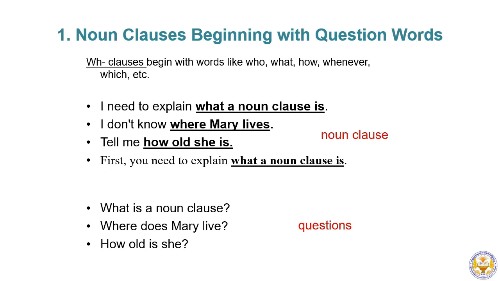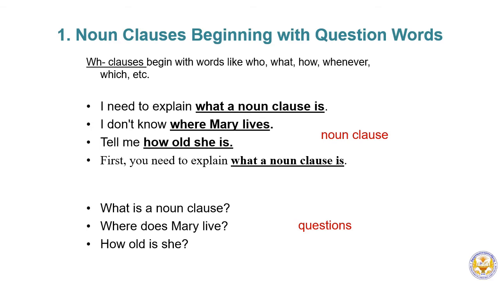I need to explain what a noun clause is. So we have what a noun clause is as a noun clause here, and this time it is an object. I don't know where Mary lives. So where Mary lives here is a noun clause, and it is an object in the sentence. Tell me how old she is. So how old she is here is a noun clause that works like an object in the sentence.